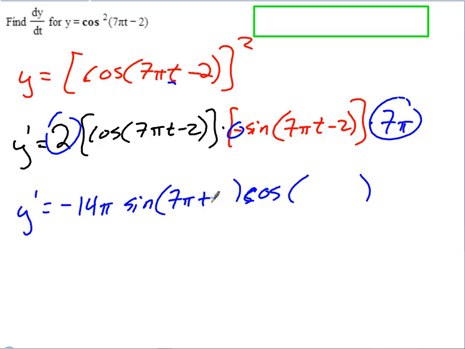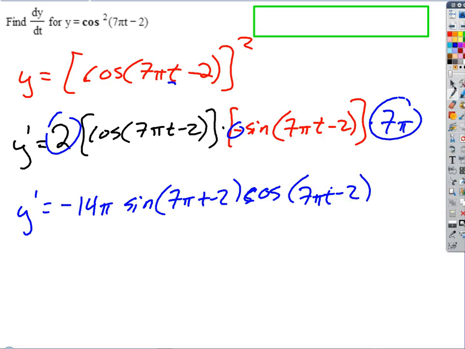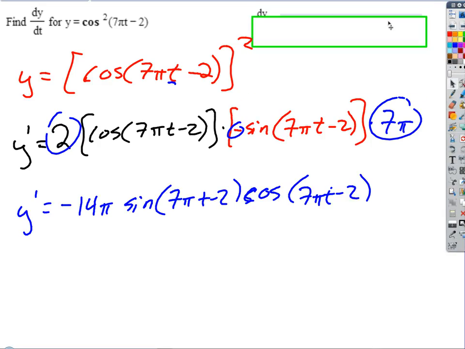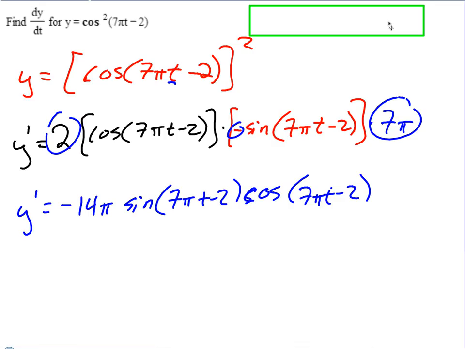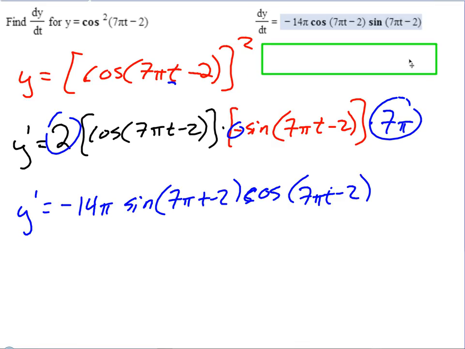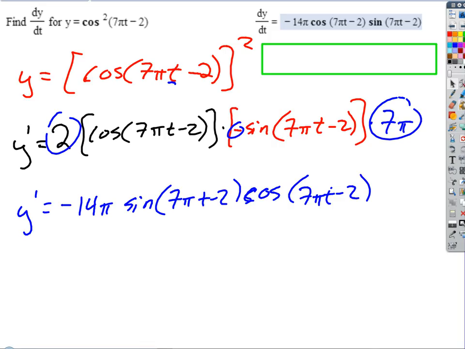There is one trig identity that we could use here if we really wanted to. Let's see if they did. Nope, they didn't. So that's it. Okay. Fair enough. Questions on that? Okay. All right. So something different.